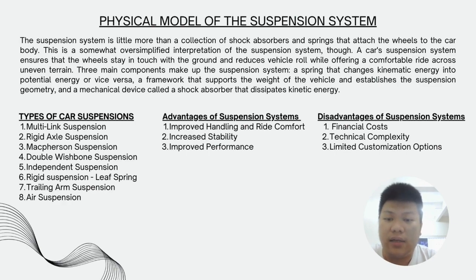There are eight types of car suspension. The first one is multi-link suspension, the second is rigid axle suspension, and the third is MacPherson suspension. The fourth is double wishbone suspension, and the fifth is independent suspension. Sixth is rigid suspension with lift spring. Seventh is trailing arm suspension, and the eighth and last one is air suspension.